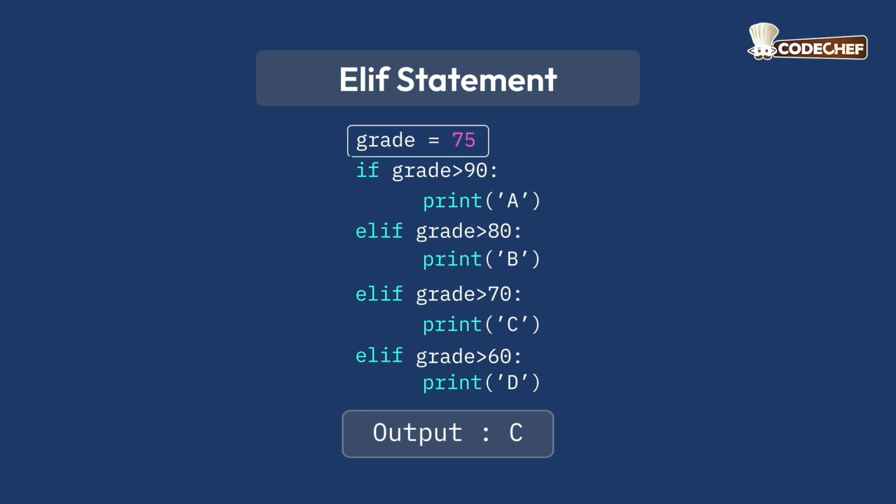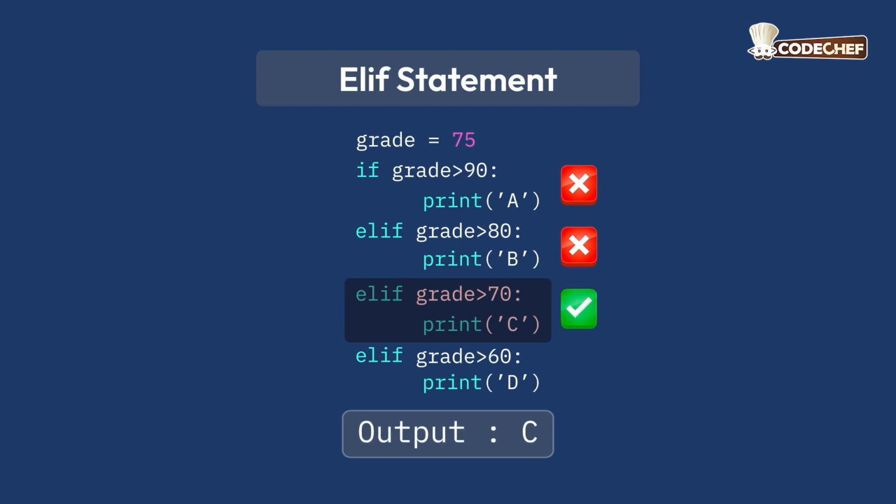So let's say we are checking this for grade 75. 75 greater than 90 is false. Next, 75 greater than 80 is also false. So the next condition, 75 greater than 70 is true, and the program will print C.